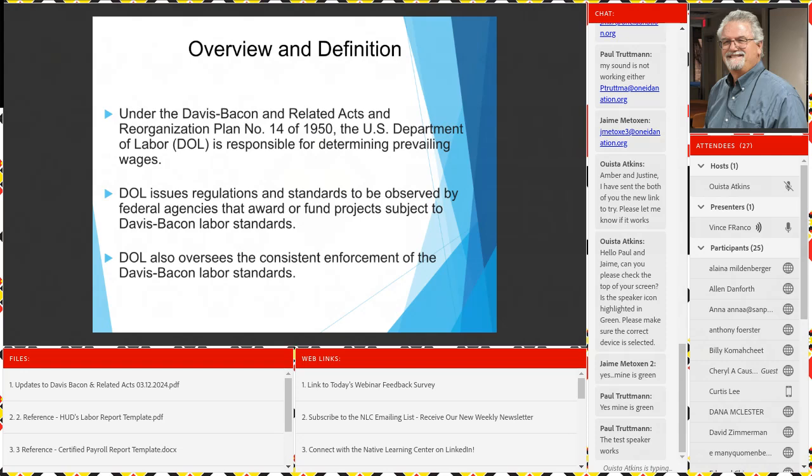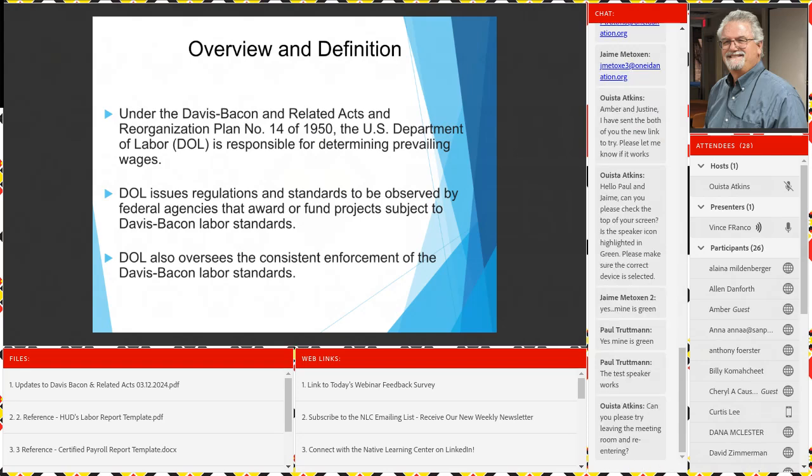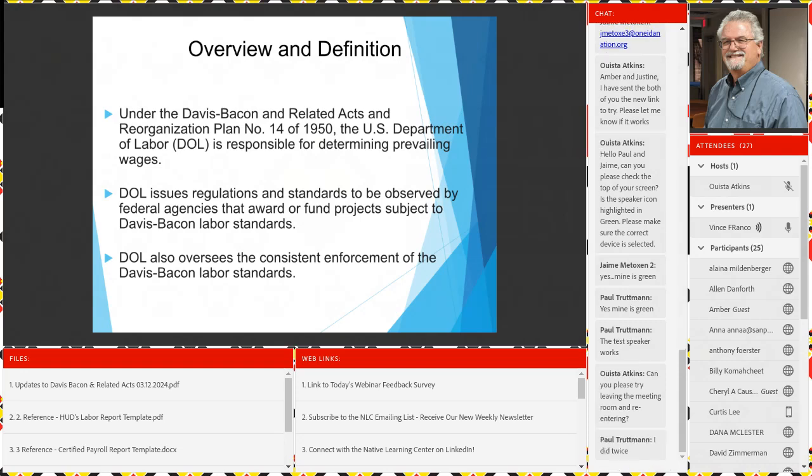Department of Labor back in the day. The DOL, Department of Labor, issues regulations and standards to be observed by federal agencies. A lot of times the federal agencies get their marching orders from either the Department of Labor, in this case, or the Office of Management and Budget. You've probably heard of OMB. OMB is basically the organization that creates all the federal guidelines for all the federal programs, including what we're going to be talking about today.